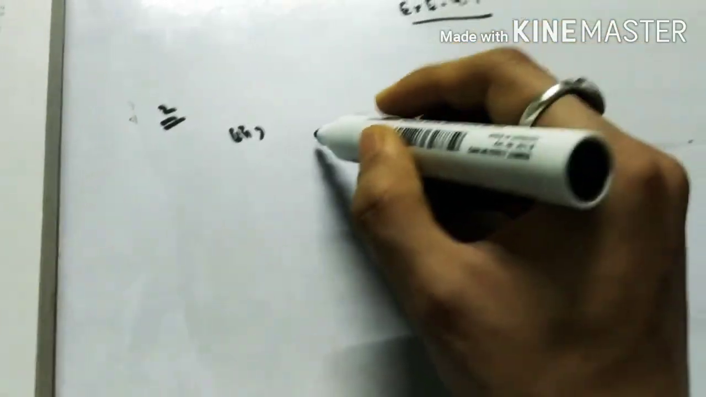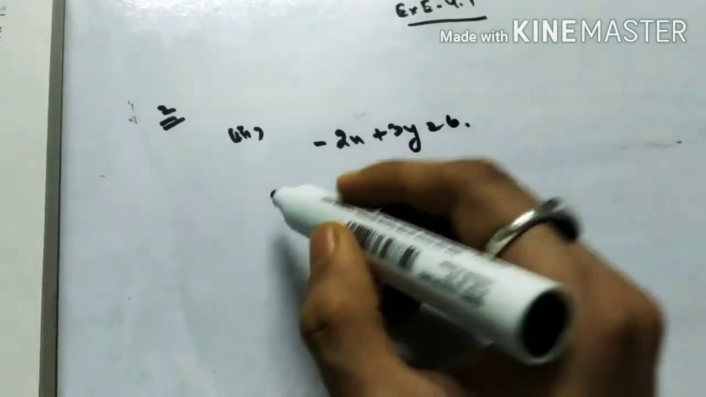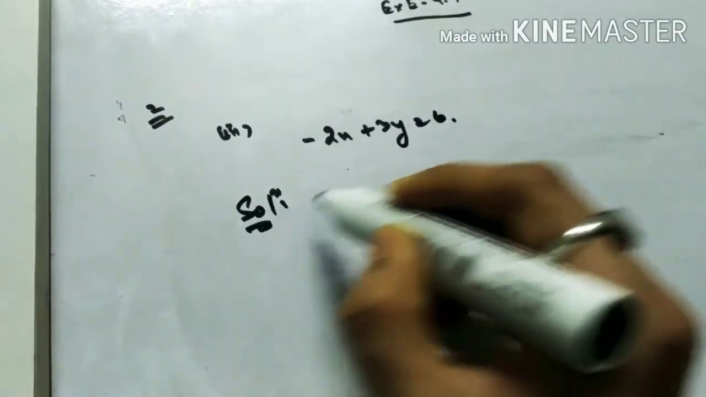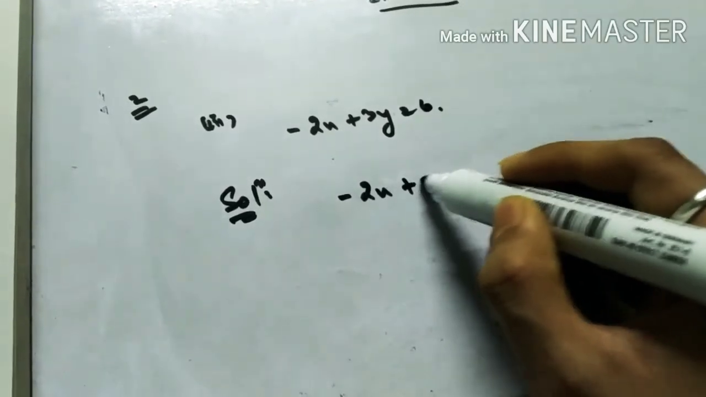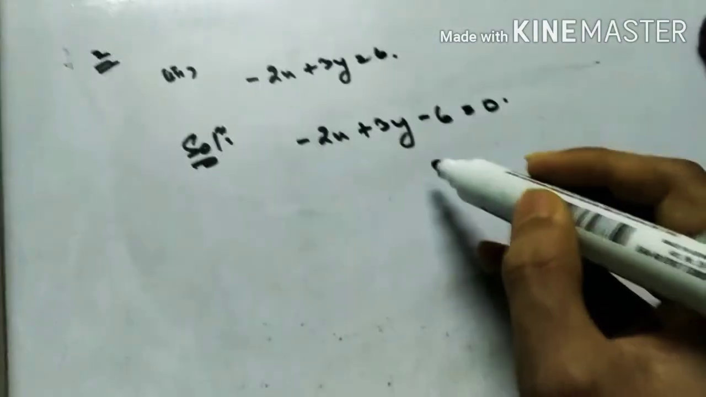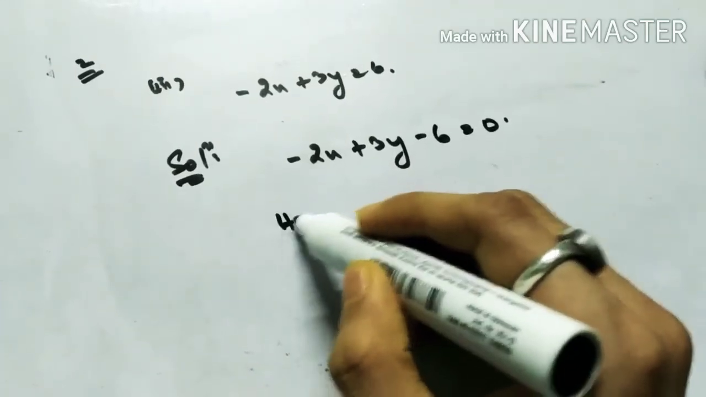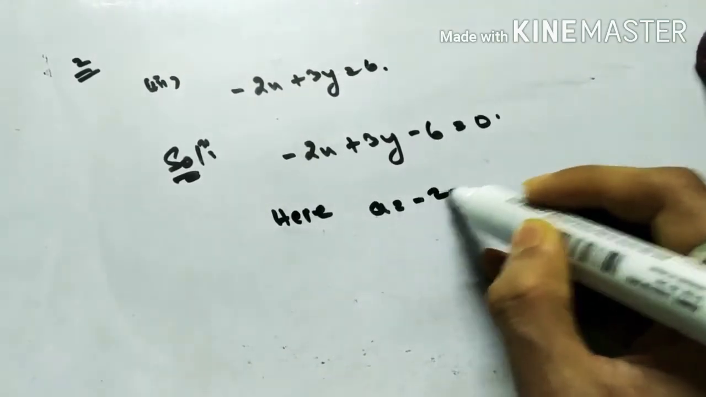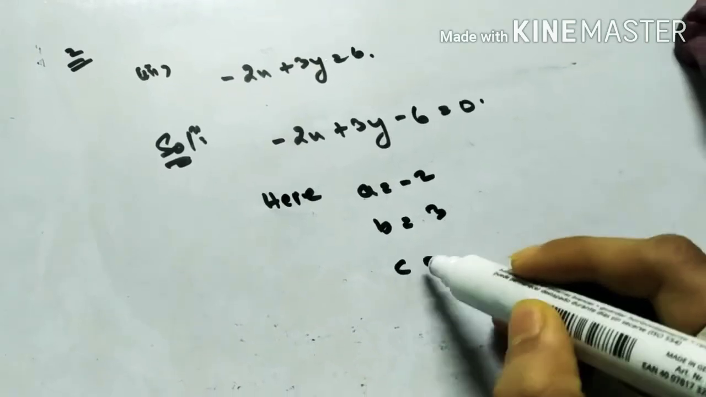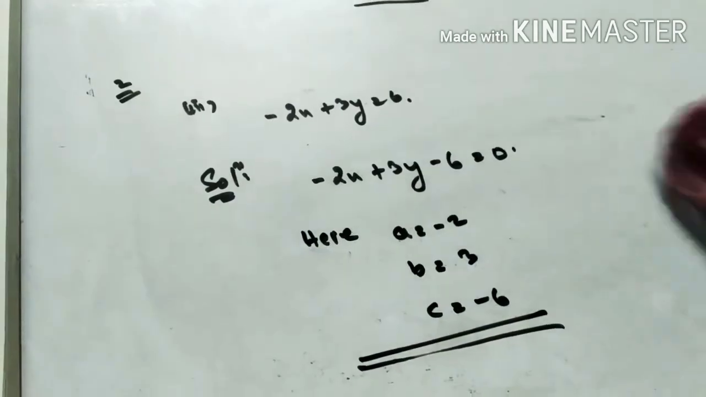Okay, next again, question number 3: minus 2x plus 3y is equal to 6. So in here our solution is minus 2x plus 3y minus 6 is equal to 0. So this is in the form of ax plus by plus c is equal to 0. Therefore you can write here a is equal to minus 2, b is equal to 3, and c is equal to minus 6. This is our answer.